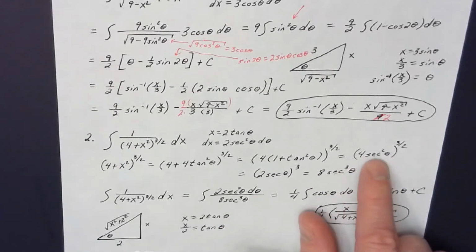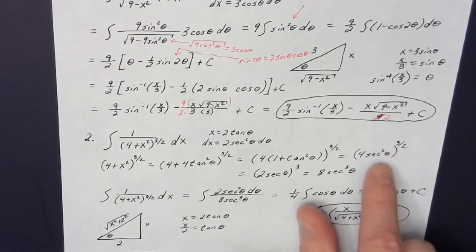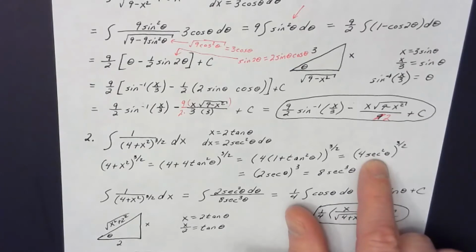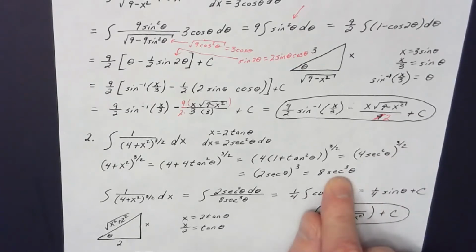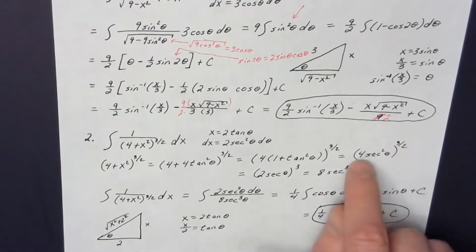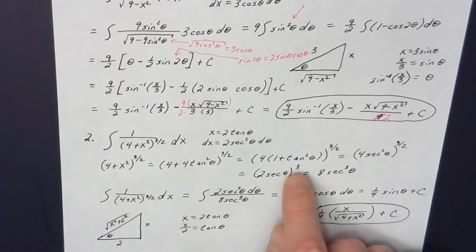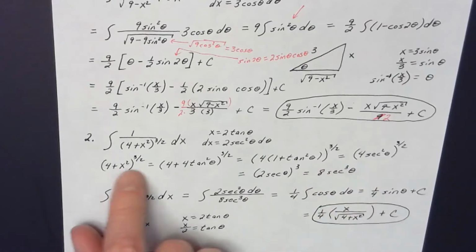So the inside portion is 4 secant squared theta. But then I'm raising that to the 3 over 2 power. Well, I know secant squared raised to the 3 over 2 power is just going to be secant cubed. 4 raised to the 3 over 2 power, that's just the square root of 4, which is 2, and then 2 cubed, 8. So I get an 8 secant cubed theta out of that denominator.